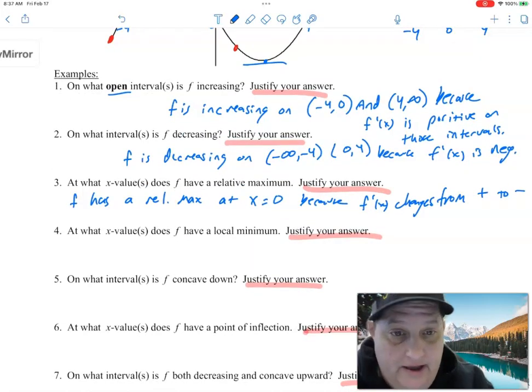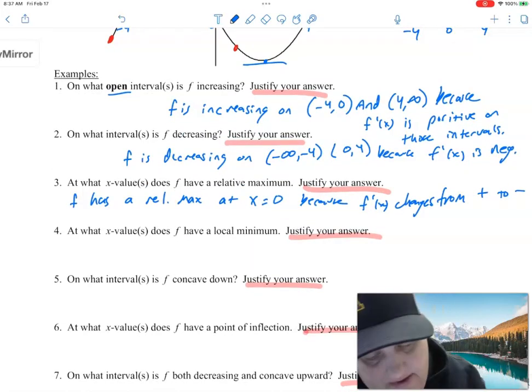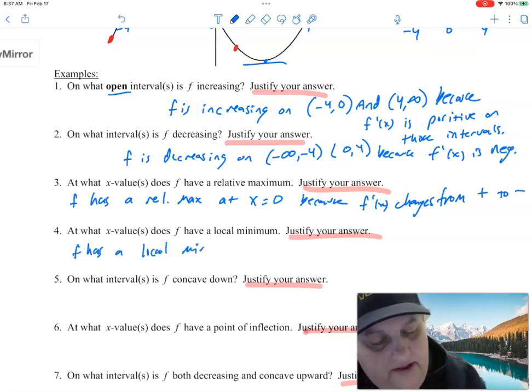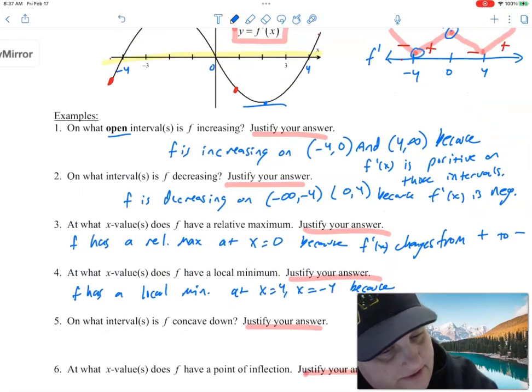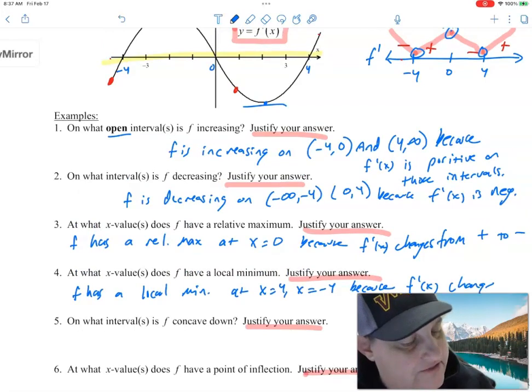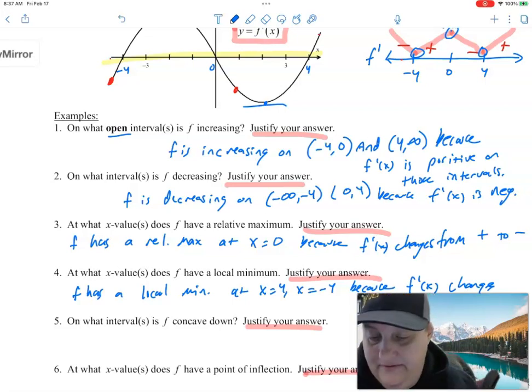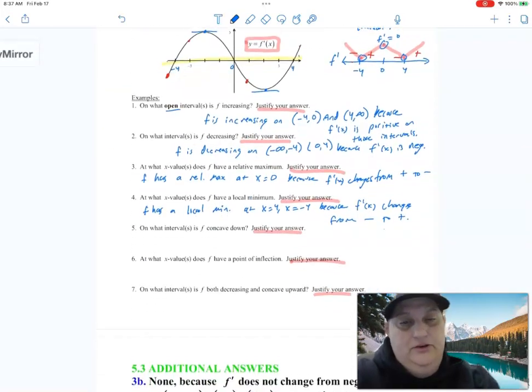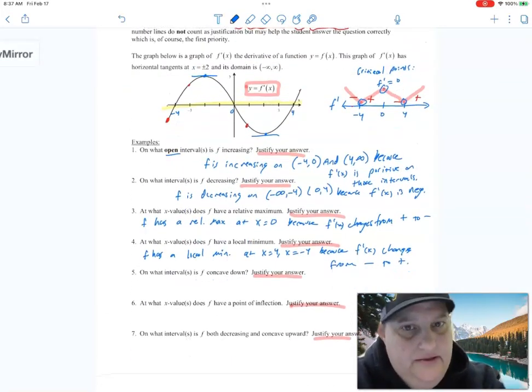At what x values does it have a local minimum? So f has a local min; relative and local mean the same thing. At x equals 4 and x equals negative 4, because, you can see them right here, the derivative f prime of x changes from negative to positive. So that's increasing, and you're basically just stating how you know. You just have to write that sentence.